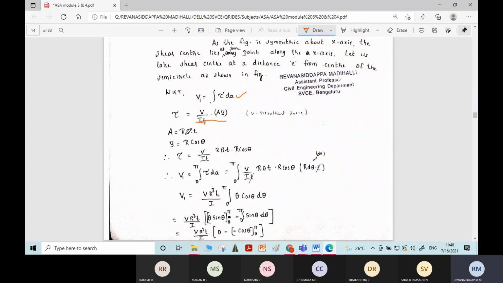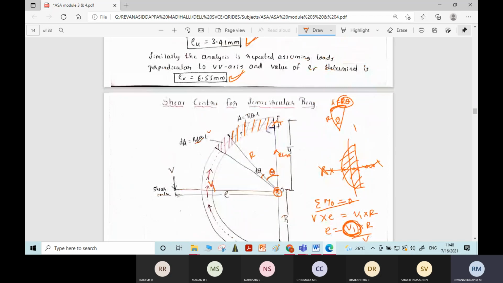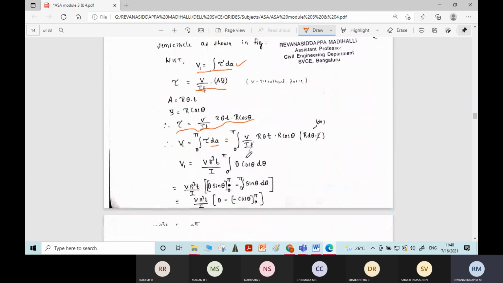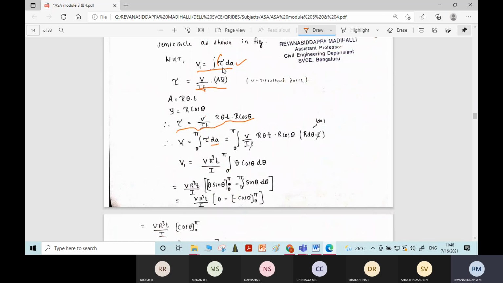Substituting the area value and Y bar value in this equation, you will get the expression for shear stress: V by IT into R theta into T into R cos theta. Now we are interested to find V1, which is equal to tau into dA. Tau we got, and dA is the area of the elemental strip, dA equal to R d theta into T. Substituting tau and dA, you will get this final expression.